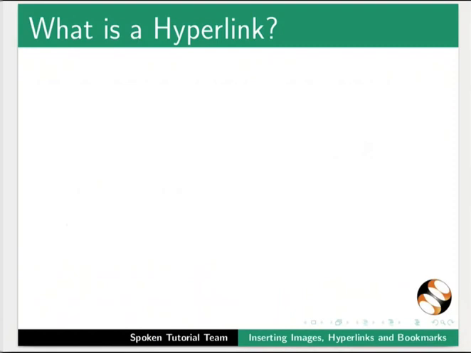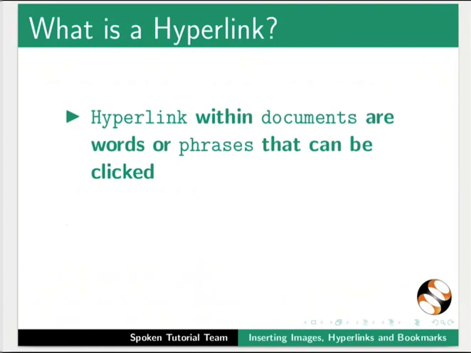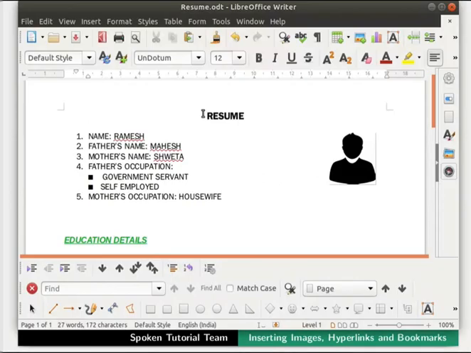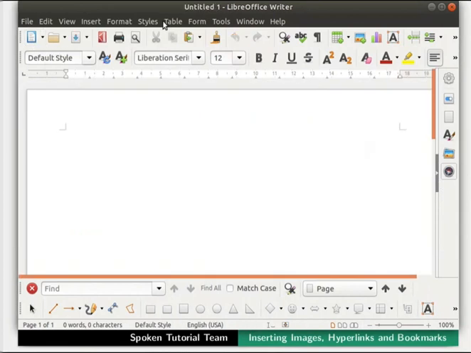Next, we will learn how hyperlink is created in Writer. Hyperlinks within documents are words or phrases that can be clicked. On clicking them, we jump to a new document or a new section within the current document. Before creating a hyperlink in this file, we will first create a new document to be hyperlinked. Click on the new icon in the standard toolbar. A new Writer document opens named Untitled 1.